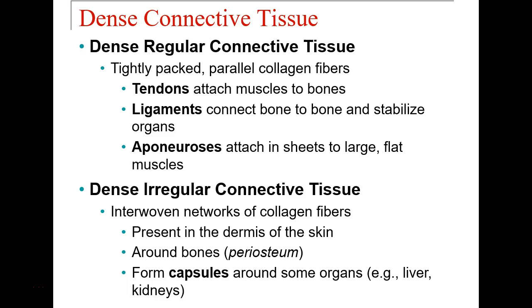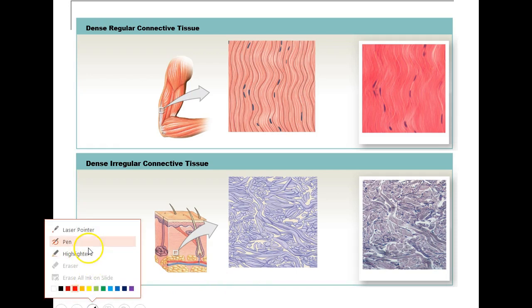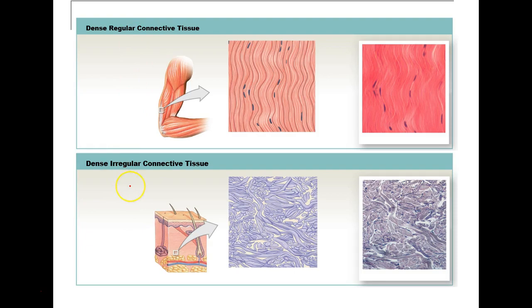Okay, dense irregular connective tissue, more of an interwoven network of collagen fibers. So kind of like a mesh almost. And we'll see this in the dermis under the skin. So this is going to again create a nice framework for allowing the support of the skin as well as movement. And then periosteum. So periosteum is going to be the wrapping around bones, and we'll talk about that in a little while. So here is a look at these. The regular and irregular.